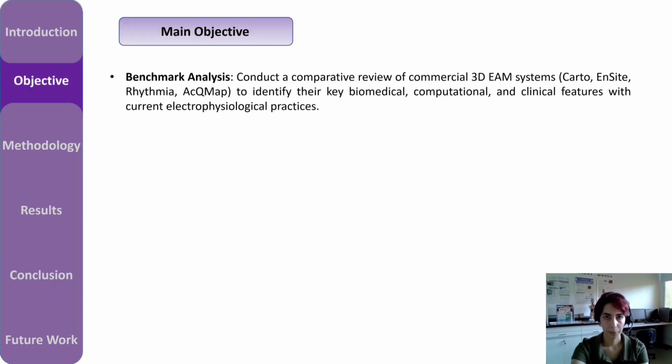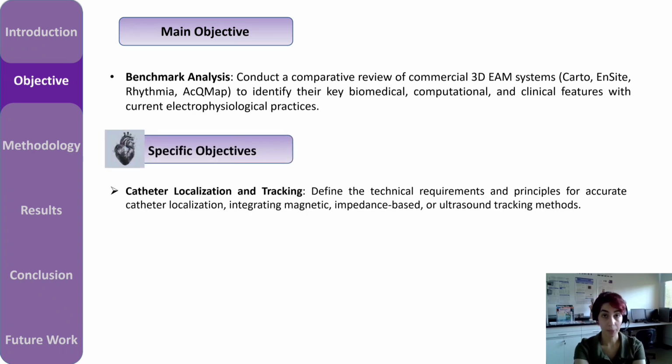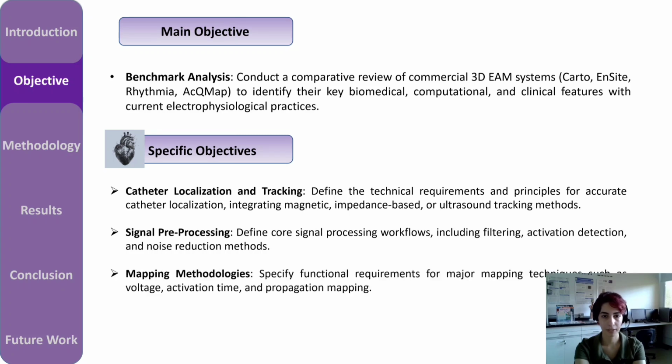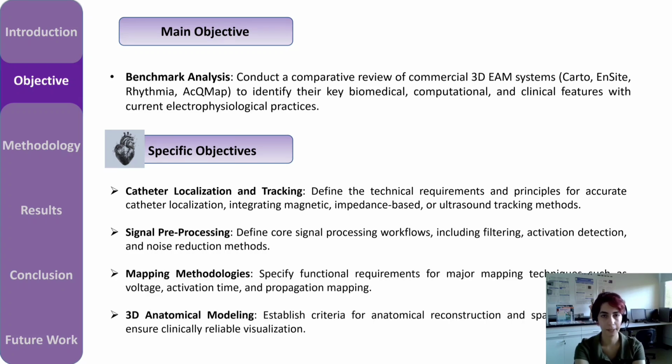Now I'm talking about my objective. My main objective is benchmark analysis, which is conducting a comparative review of commercial 3D electron-anatomical mapping systems to identify their key biomedical, computational, and clinical features with current electrophysiological practices. The specific objectives consist of catheter localization and tracking, signal preprocessing, mapping methodologies, and 3D anatomical modeling.